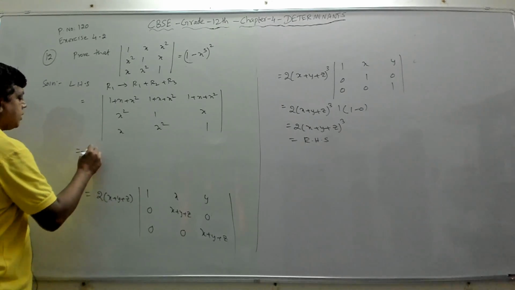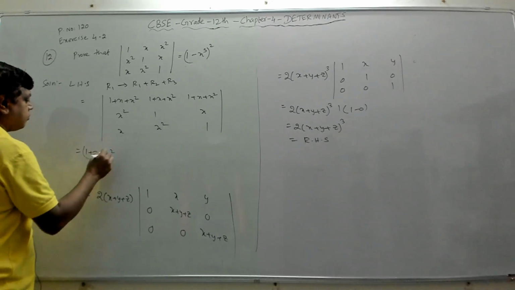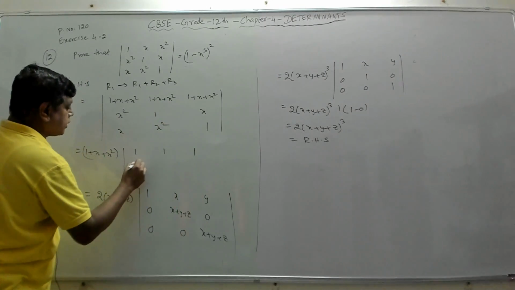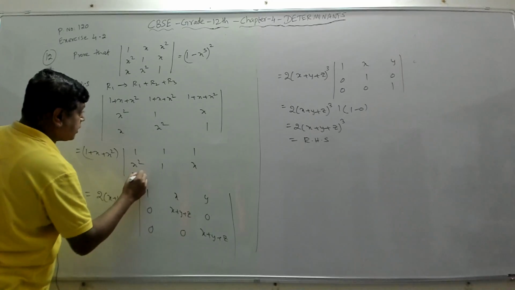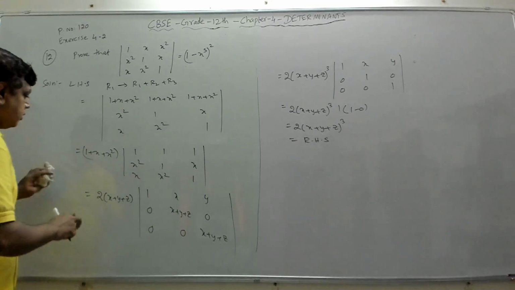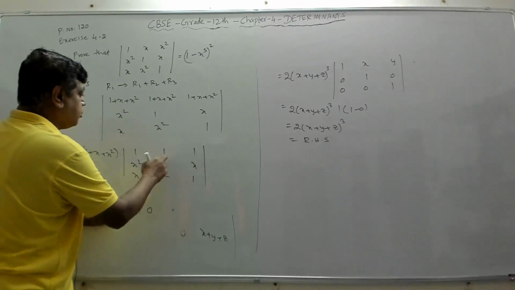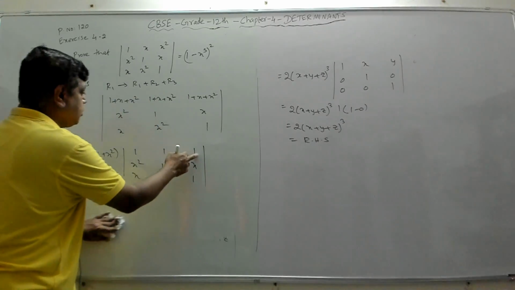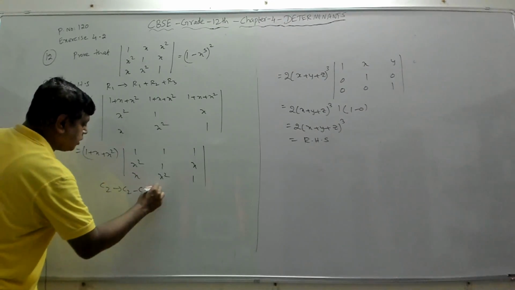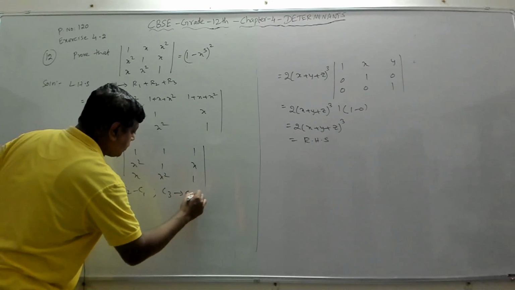So now 1 plus x square can be taken out of the row 1. Then it will become 1, 1, 1; x square, 1, x; x square, 1. Then we can make these two 0 by doing C2 is C2 minus C1, C3 is C3 minus C1. So we can apply C2 is C2 minus C1, C3 is C3 minus C1.